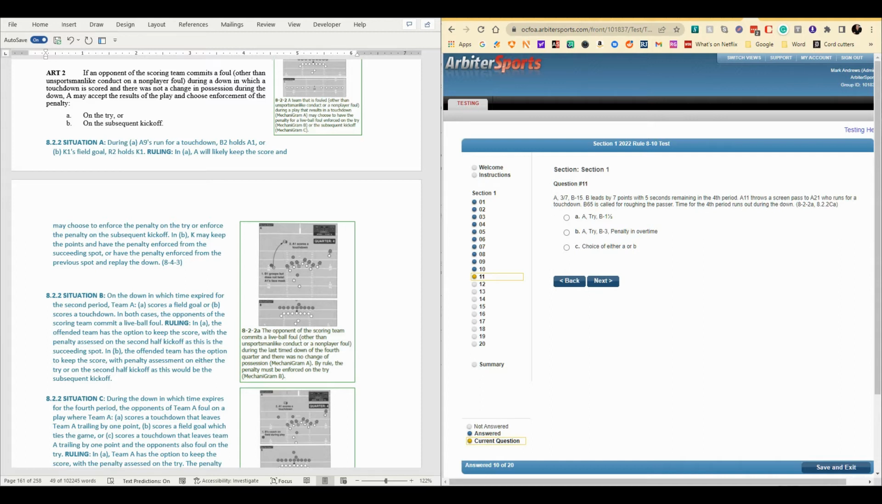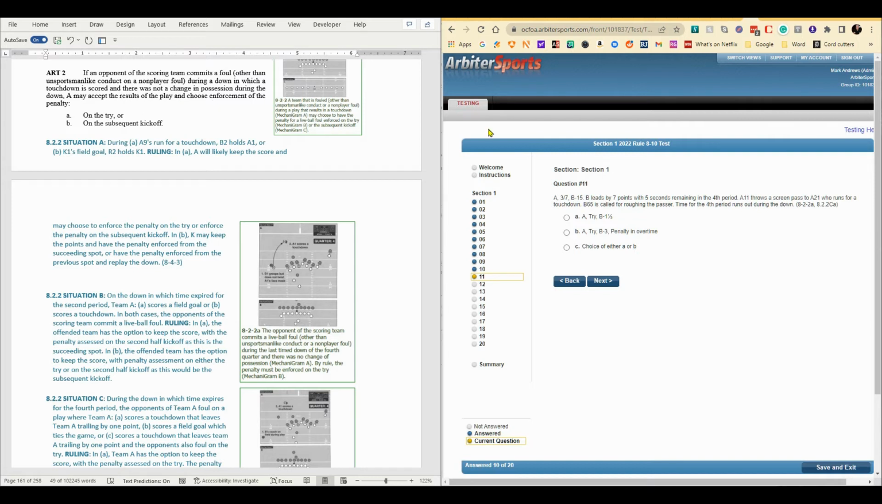The rule, 8-2-2-A, says if an opponent of the scoring team commits a foul other than a sportsmanlike or non-player foul during a down in which the touchdown is scored and there was no change of possession during the down, A may accept the results of the play and choose enforcement of the penalty on the try or on the subsequent kickoff. We know this. However, this is the end of the game, and there is no subsequent kickoff, right? We're going to have overtime, maybe, and so the only choice that A has is to enforce it on the try.